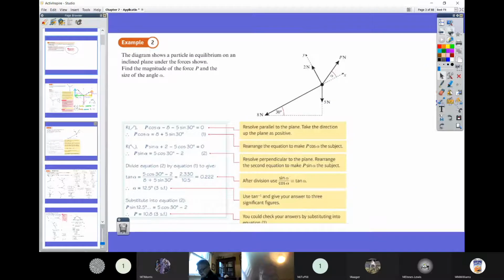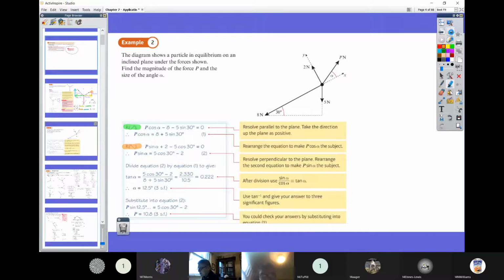Example 2, exactly the same idea. You want example 2? Yes, you are. So as I said, the key bit, just make sure you resolve up the slope, that bit in green, and resolve perpendicular to the slope, that bit in orange, and it's just the same idea. That then leads us into exercise 7a.